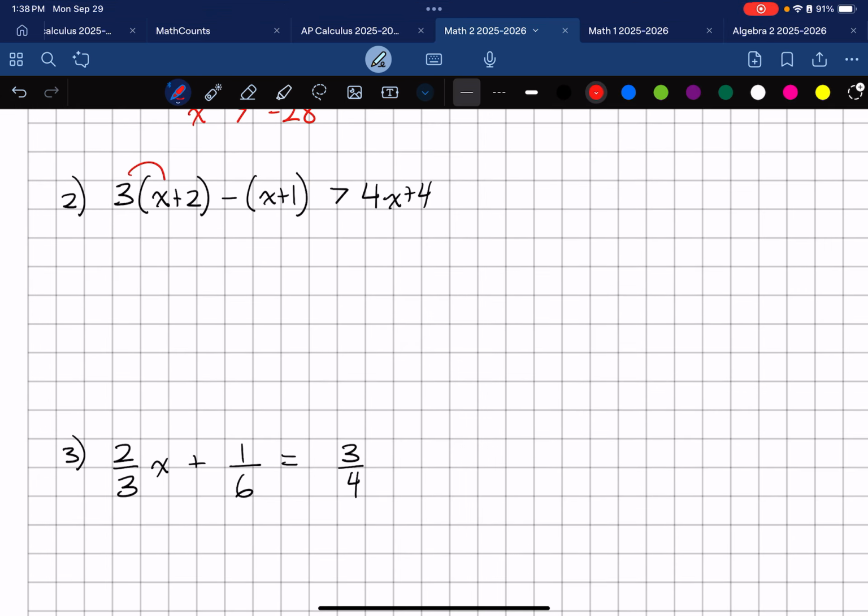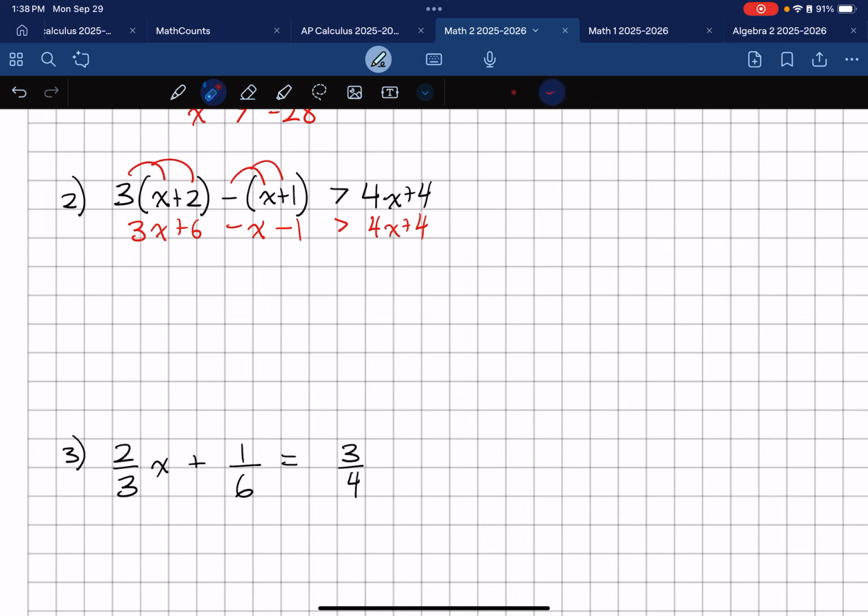I'm going to distribute yet again. This is going to be 3x plus 6. Okay, be careful here. This was the most common mistake that we saw today. This negative needed to be distributed, so it's a negative x, and then a negative 1 still is greater than 4x plus 4. Do you switch this sign? No, because we haven't done something to both sides. And that's usually something that we choose to do.